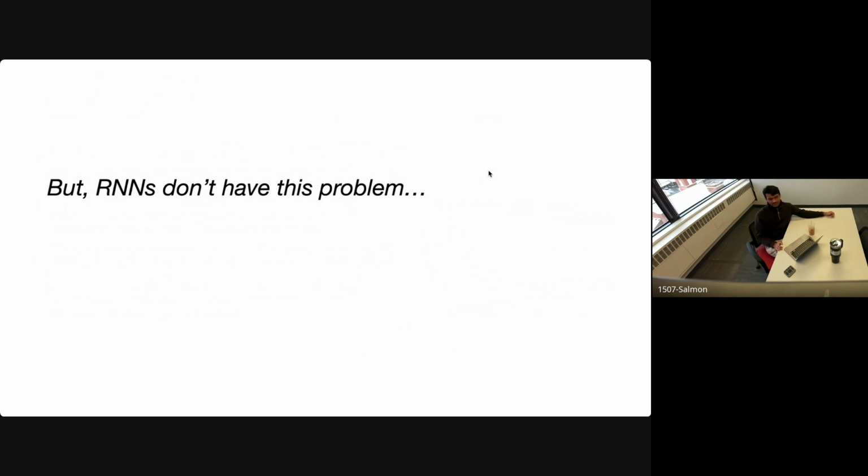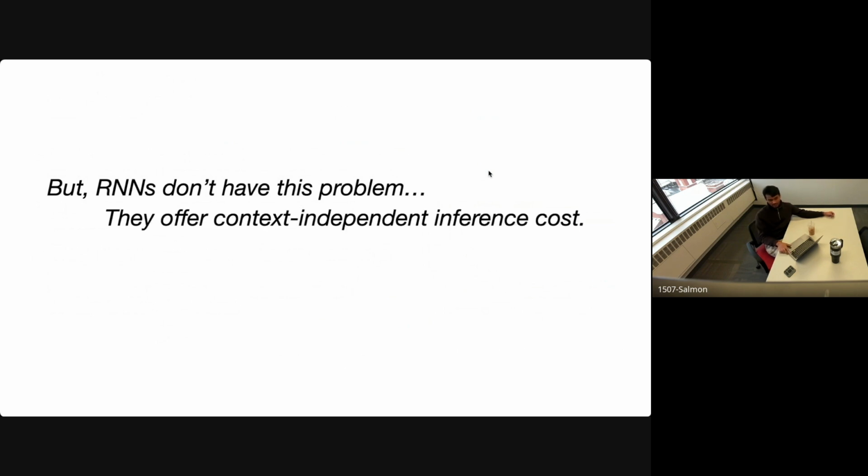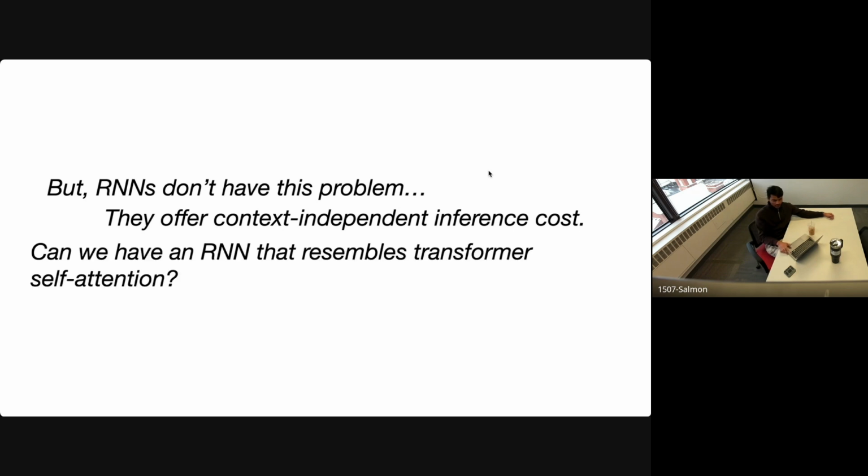But turns out RNNs don't really have this problem. RNNs offer what we call a context independent inference cost. So the question is that, can we have an RNN that resembles the transformer self-attention architecture in some way?